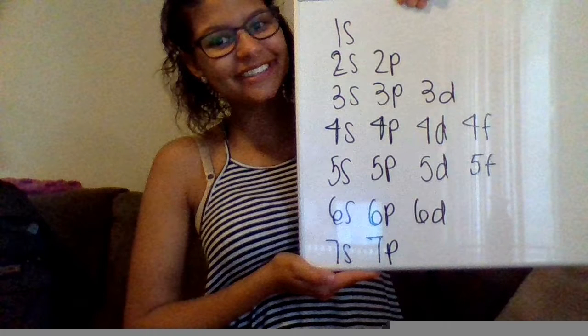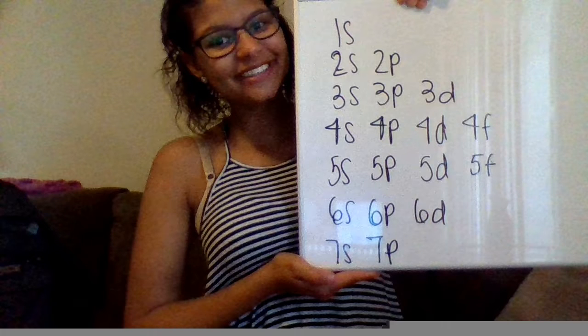This is what an electron configuration looks like. Now, looking at this chart, it may be a little confusing. The 1, 2, 3, 4, 5, 6, and 7 is the size of the orbital. The S, P, D, and F are the shapes of the orbital. Every shape has so many orbitals.